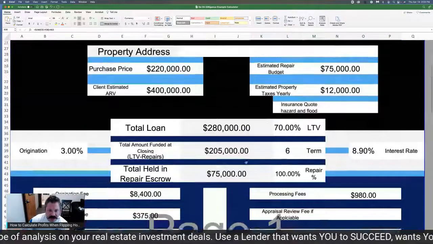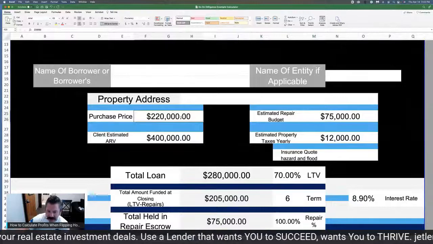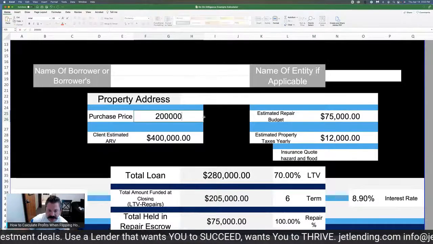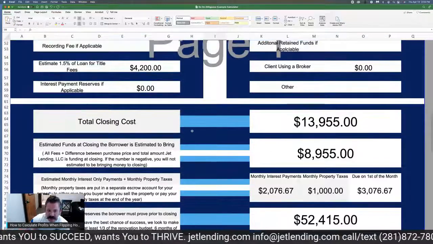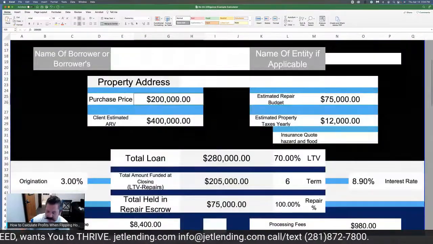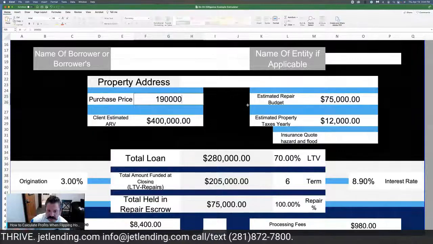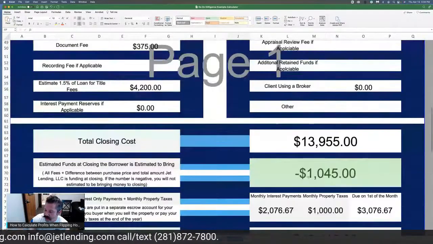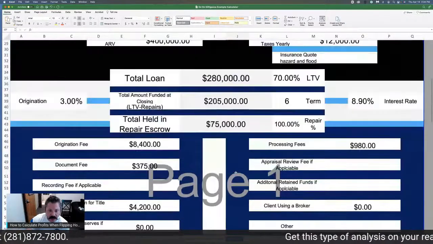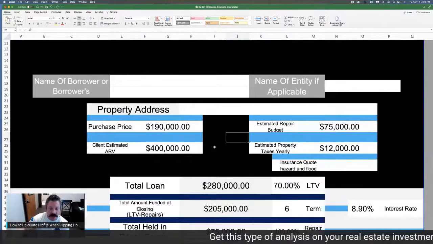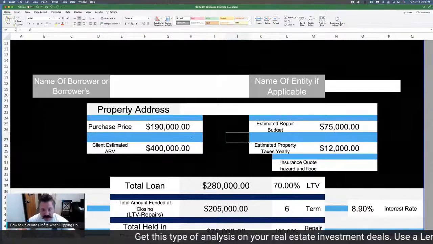And let me show you something. If you buy these properties for less, let's say $200,000, you're going to see something here. It's down to $8,000. You bought it for $190,000, and you're $0 out of pocket. We're going to do a video on how to buy real estate in this market with $0 out of pocket. I do it every day with my clients.